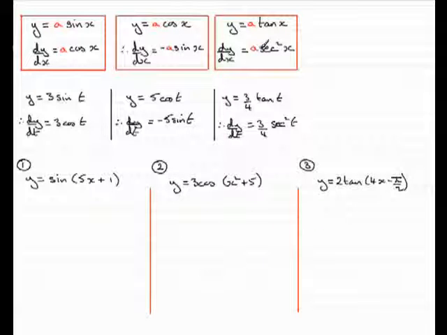Okay, so how's this going to help when it comes to differentiating my examples 1, 2 and 3? Well, you'll notice that in these examples I haven't got a single letter here as I had up here in these examples, like we had just x or just t. You'll notice it's much more than that. 5x plus 1 here, x squared plus 5 and 4x minus pi upon 2. And when you've got situations like this, you've got to turn to the chain rule.